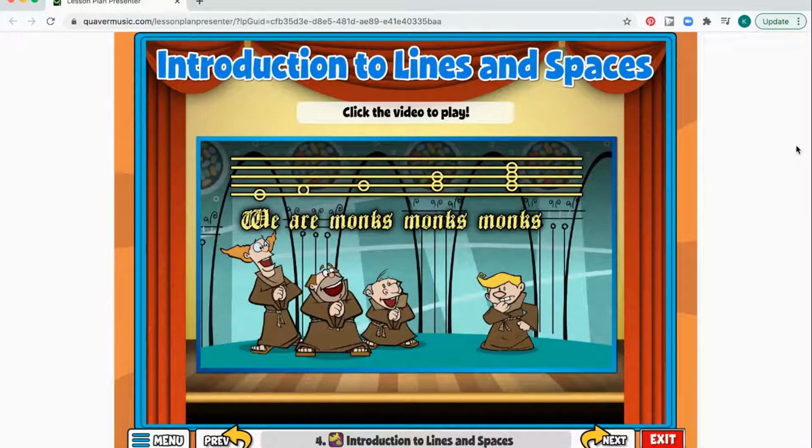Now that we have talked a little bit about the voice, we are now going to shift back into learning about our staff. We are learning about lines and spaces and how our notes that we sing are placed on these lines and spaces so that ourselves and other people can read them. So let's go ahead and listen to this short video.